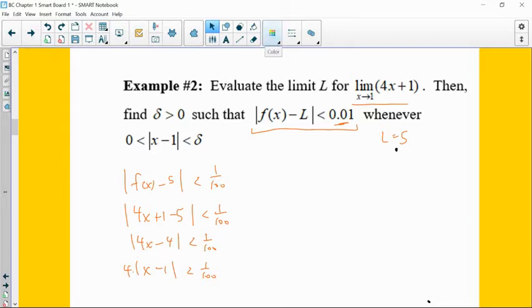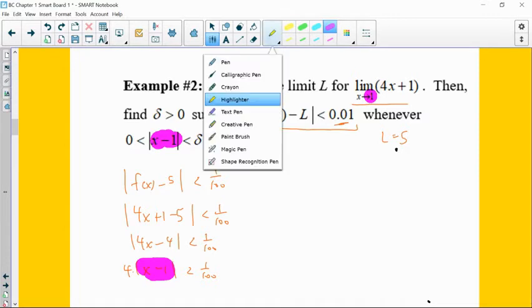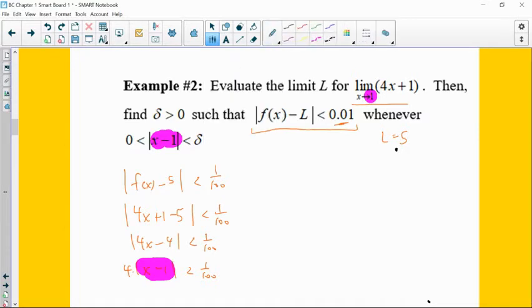And it works out really nice when you're linear, but we want this right here. That much right there, that's our goal. We're trying to create that, the distance away from 1, an arbitrary distance away from 1, because 1 is the value that we're approaching. Okay, excellent. So then I'm going to divide out that 4. So I get x minus 1 is less than 1/400th.